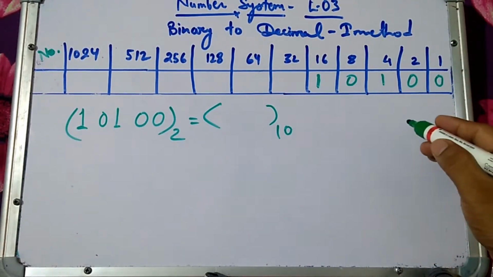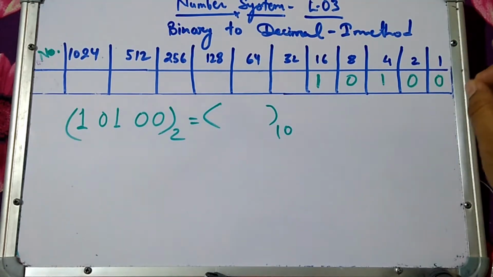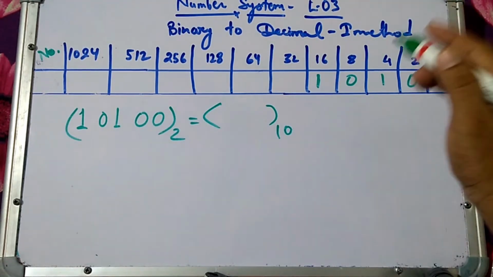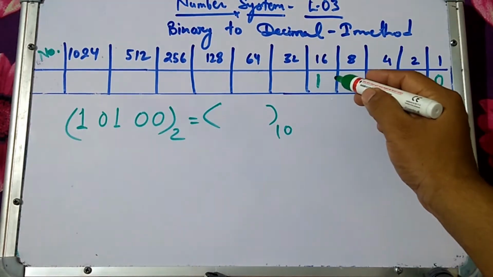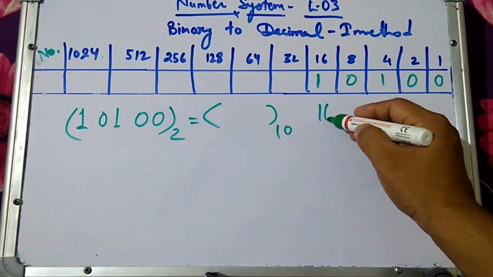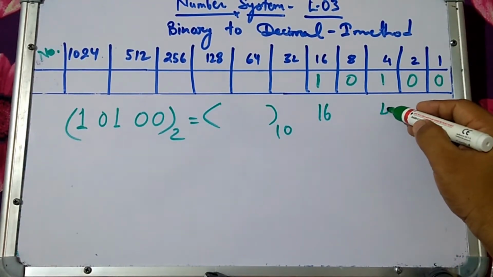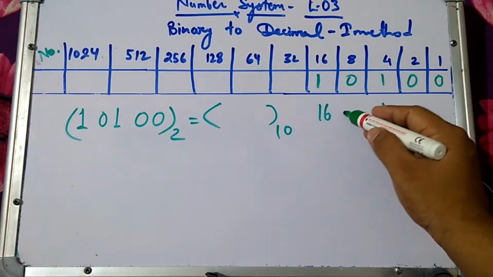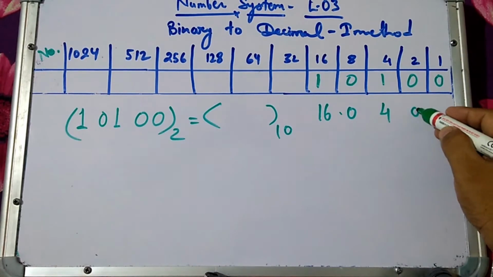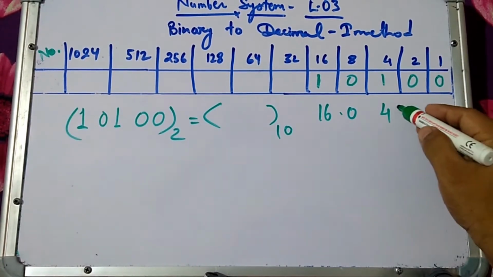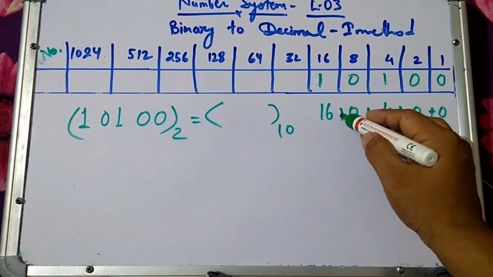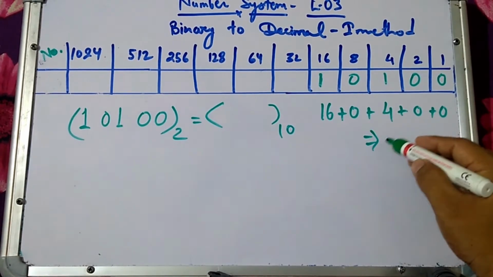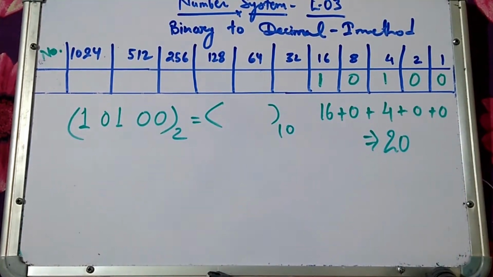After this, wherever you are getting 1, multiply with this 1. 16 times 1 is 16, 4 times 1 is 4, and the rest of the values you can leave or make 0, and add all these values. You are going to get 20. I think this is clear to you. I hope you are understanding what I mean to say here.